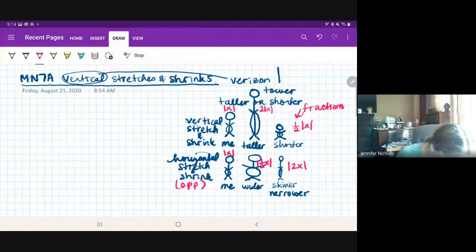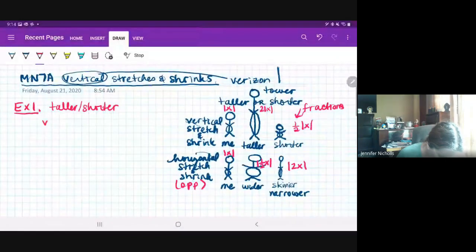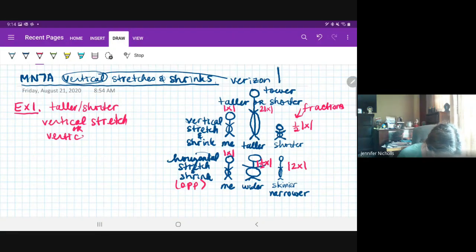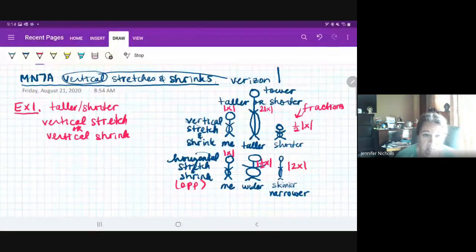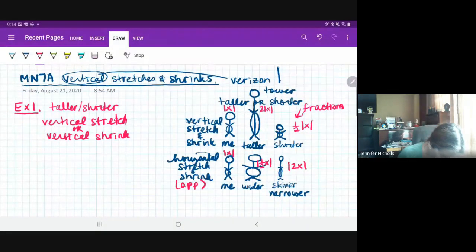Okay, so for example 1, the first thing I'm going to do in the first set of examples is I'm just going to ask you to identify and not graph. So what I want you to put is taller or shorter, and then you're going to write vertical stretch or vertical shrink. So you're only going to label. You won't have to go into Desmos for this. You're just going to have to look at the number in the front. So let me show you.